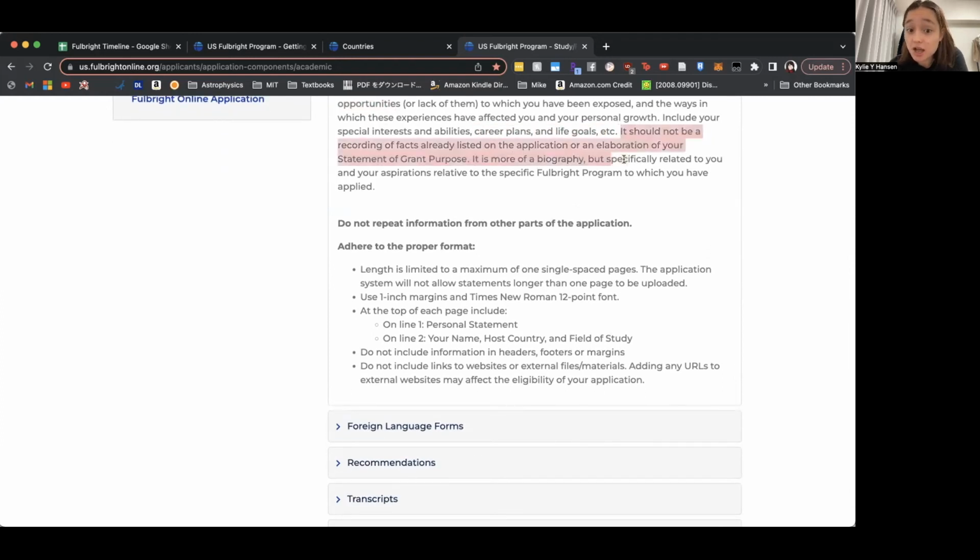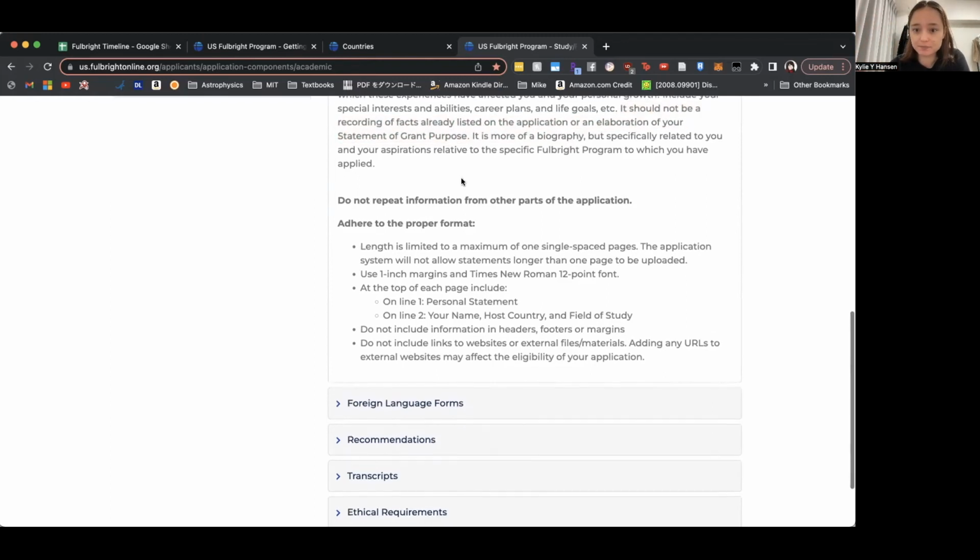Says it should not be a recording of facts already listed on the application or an elaboration of your statement of grant purpose. Thus, make them 2 completely different things. Okay, try your best not to overlap any of the content. This is important. Try to make them about 2 different things. Paint the picture of your research in your statement of grant purpose. Paint the picture of yourself in this personal statement.